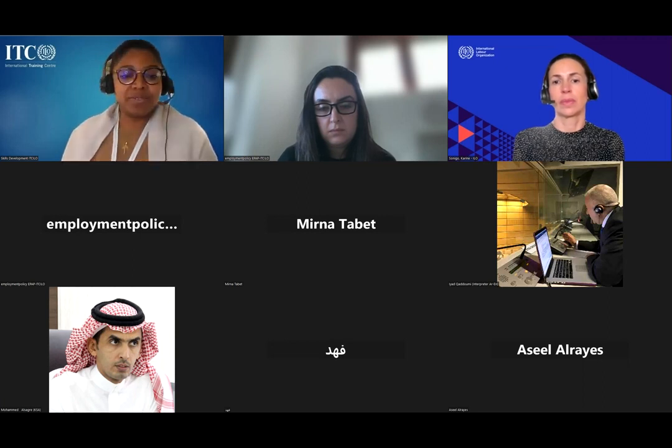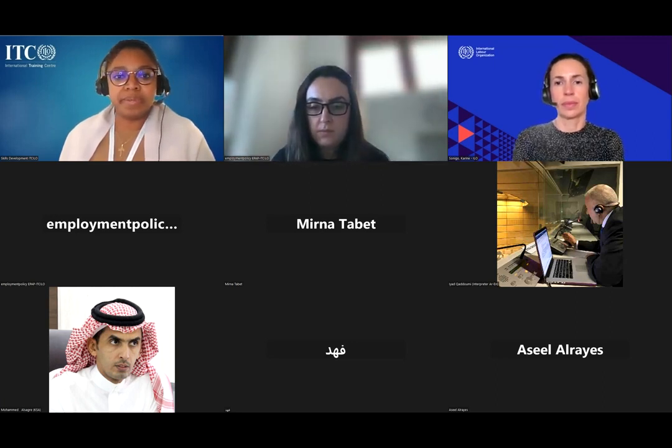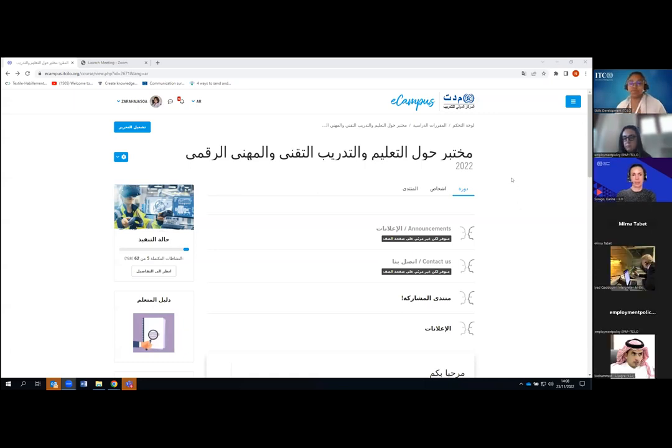If I may, I would now like to share my screen to show you the eCampus. Since you already have access to the eCampus, I can assume that you know how to use it, but just for a quick review and to make sure that everyone has the same understanding of the use of the eCampus, I would like to share my screen. Can you confirm that you see my screen, please? Yes, okay. With the Arabic course.